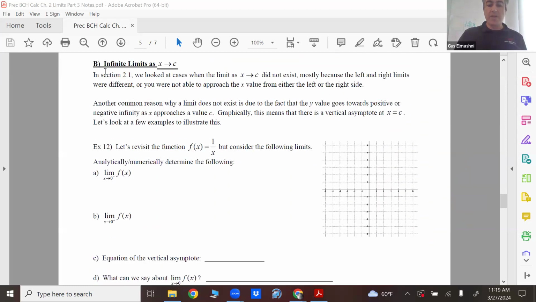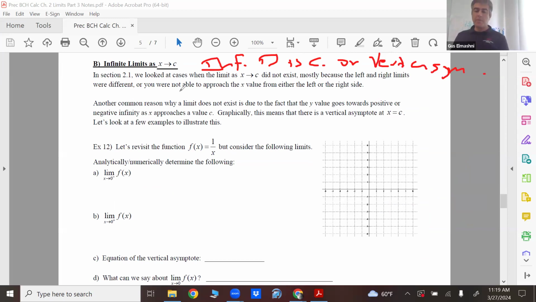Okay, next part are going to be infinite discontinuities. I'll just abbreviate it, or a vertical asymptote. Because now x is approaching a number but the limit itself is going towards infinity. Like 1 over x again looks like this. I'm gonna be a little more precise with this one.